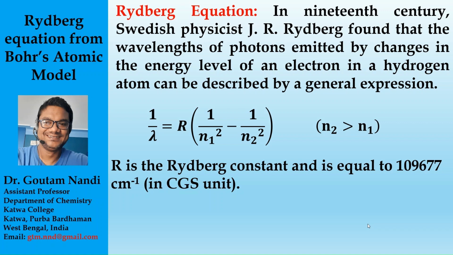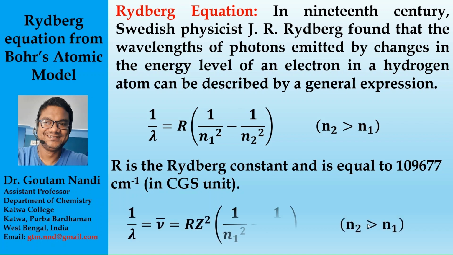Later we will see the calculated value of the Rydberg constant. Later, this type of expression was generalized for other hydrogenic systems as well, and the expression is rewritten as 1/λ = ν̄ = RZ²(1/n1² − 1/n2²), where Z is the atomic number of the hydrogenic system.